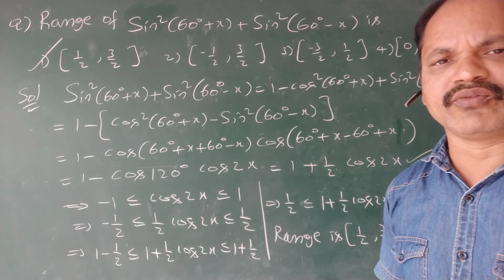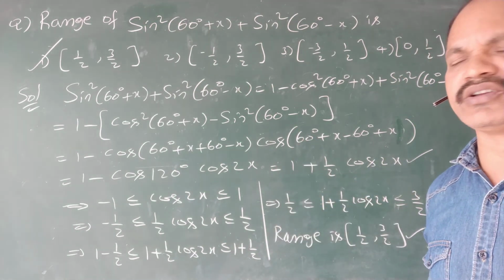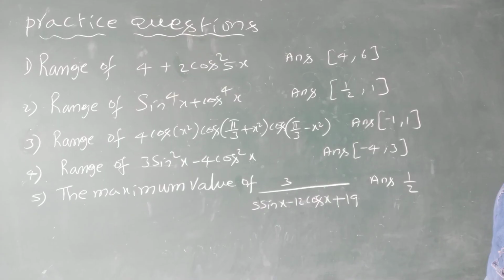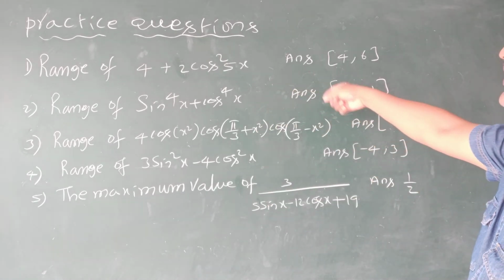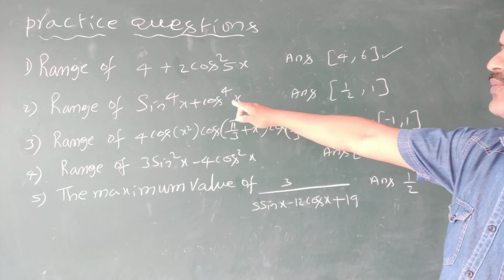Now I will give practice questions. You can practice the questions depending upon these models. Now practice questions: range of 4 plus 2 cos square 5x. So this is the answer. And range of sin power 4 x plus cos power 4 x.